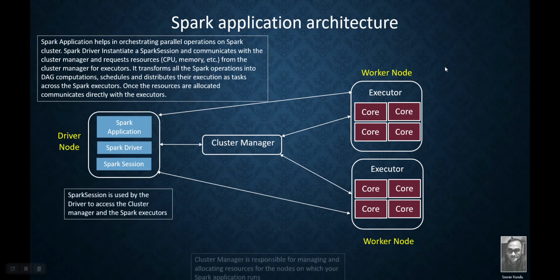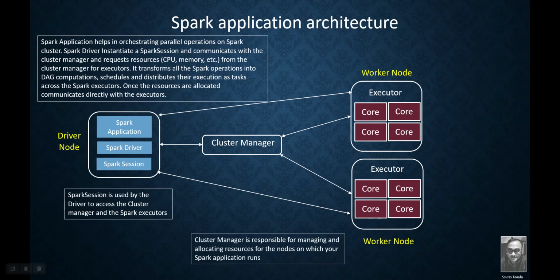So you can see, first, a Spark application helps in orchestrating parallel operations on the Spark cluster. Okay, so this is a Spark application. It helps in orchestrating the parallel operations in the Spark cluster using different worker executors. And the Spark driver instantiates a Spark session. The Spark session is used by the driver to access the cluster manager and the Spark executors. Okay, through the Spark session, it will be accessing the cluster manager and these executors.